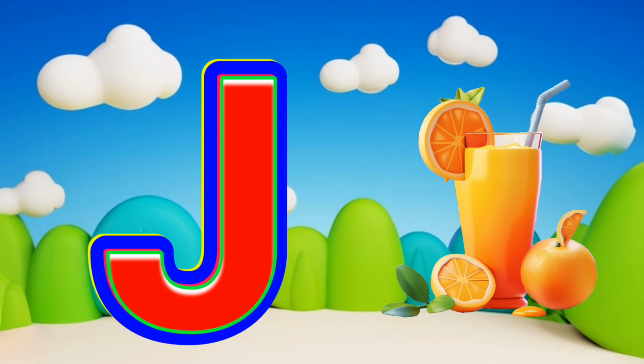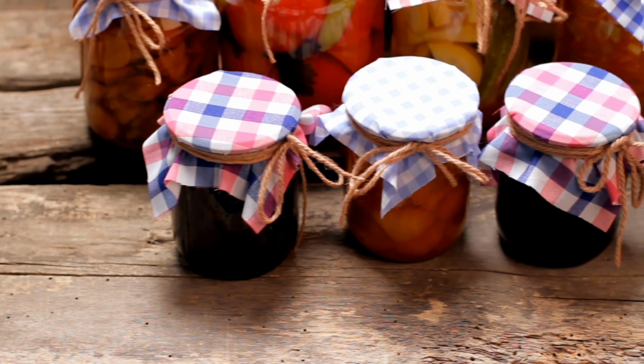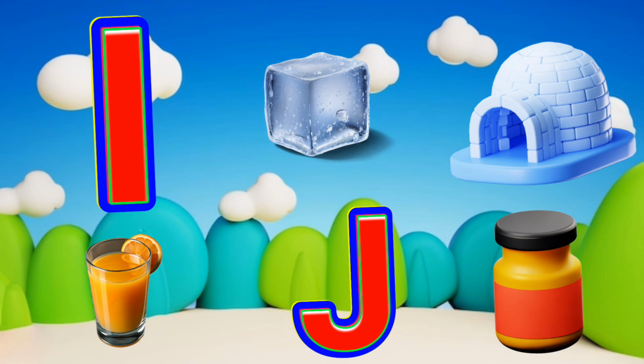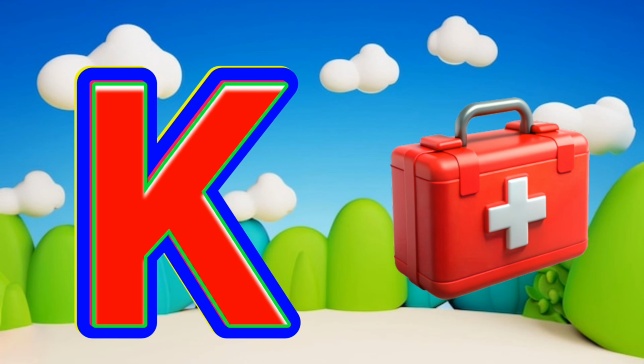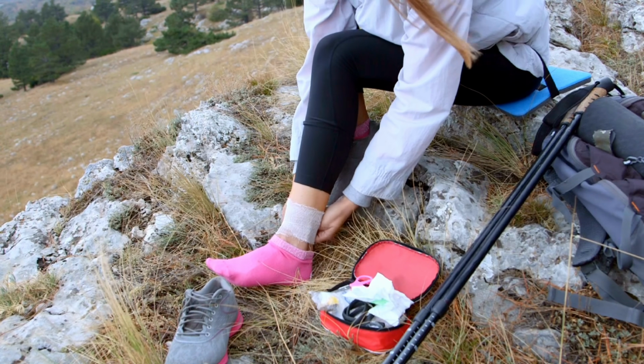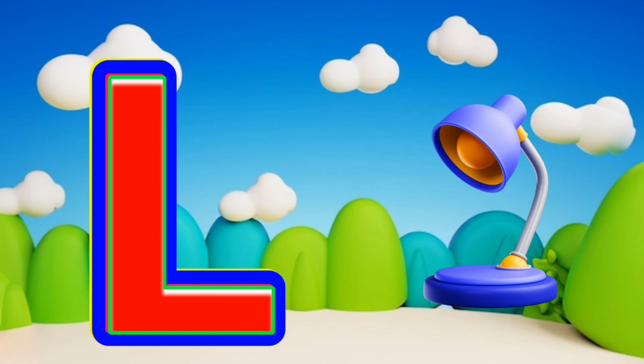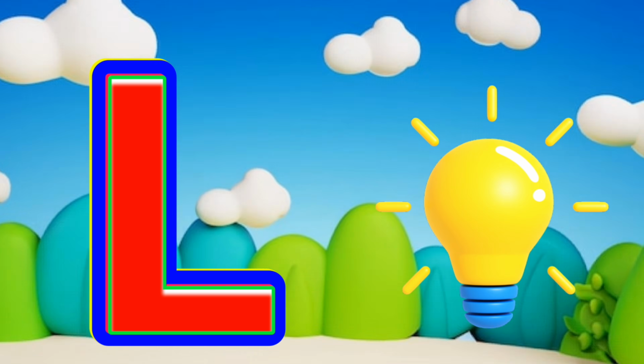J for juice, J for jar. K for kid and K for kite. L for lamp, L for light.